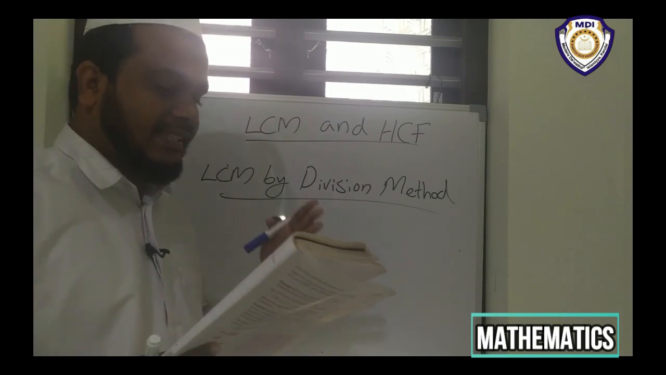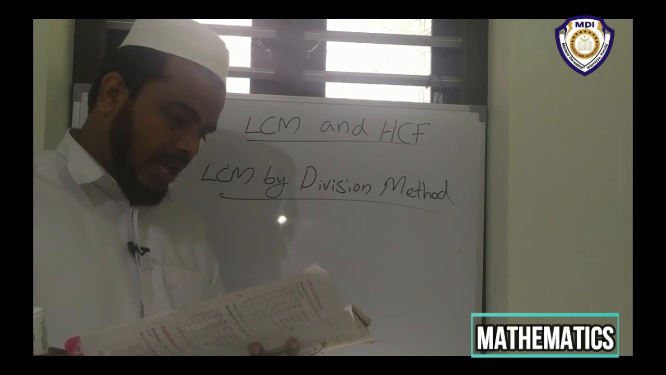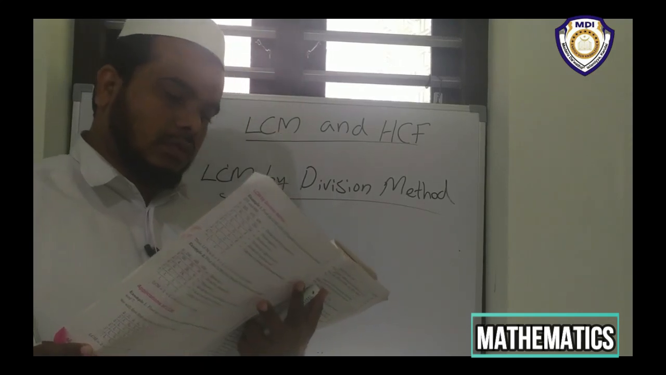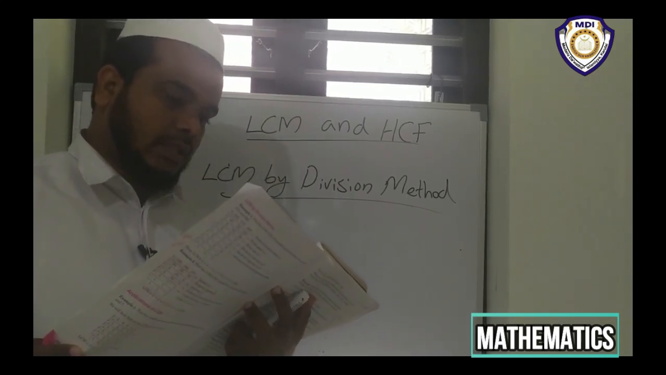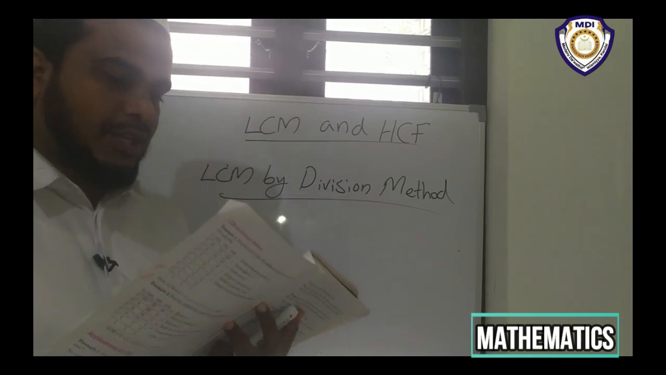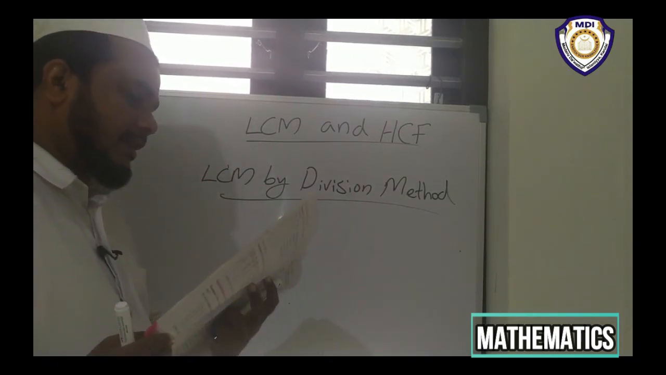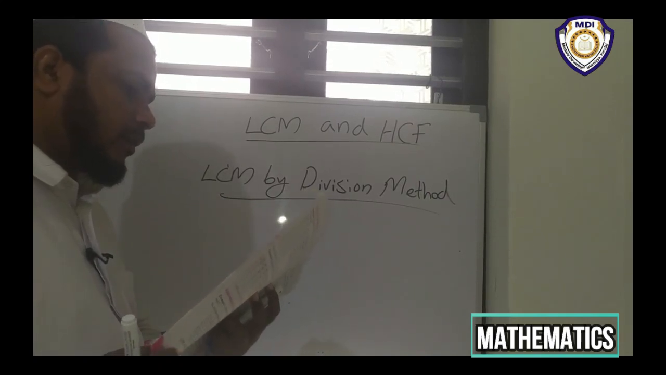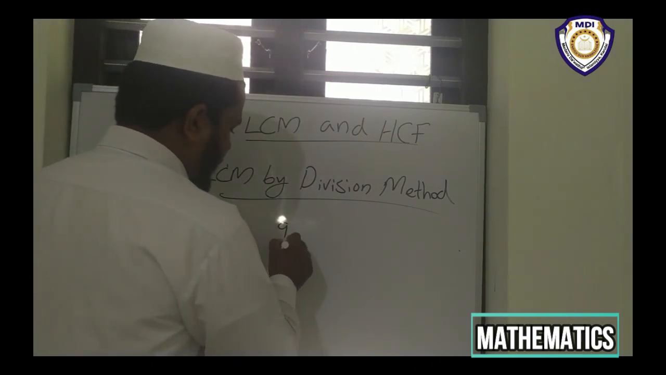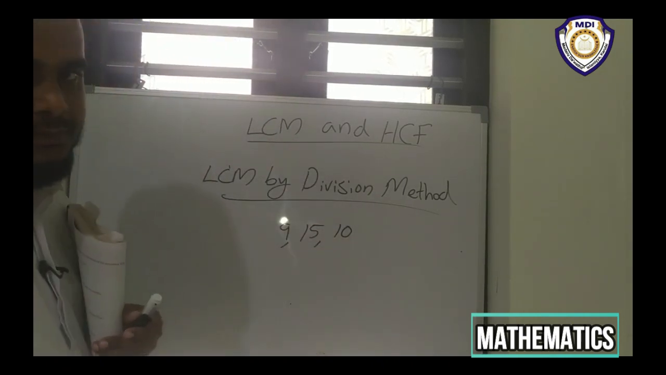I think first let us take a simple example. Find out the LCM of 9, 15 and 10. Let us take this example: 9, 15, 10 by division method.